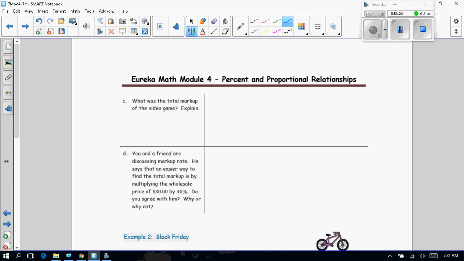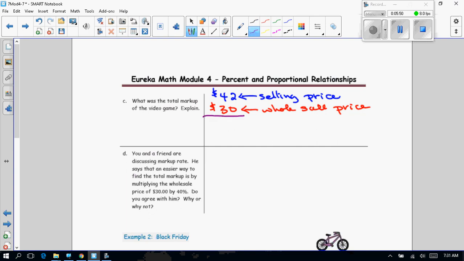So they're going to sell it for 42. That's the selling price that we just calculated. And they bought it for 30. That's the wholesale price. So if I subtract these two, we get $12. That is the profit. That's how much the store made off of the actual game before they have to pay everybody.